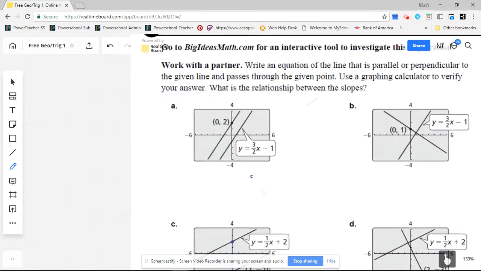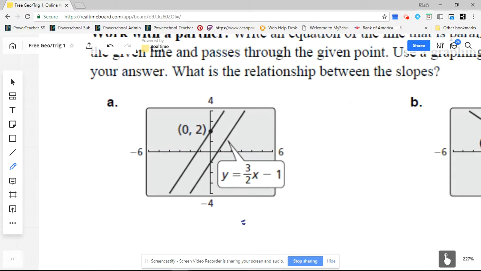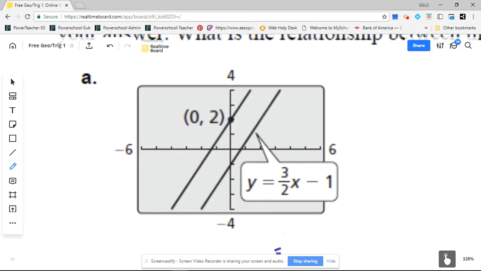So let's look at these really quickly. They're going to ask us to write an equation of the other line. They gave us the equation of one of the lines. They want us to get the equation of the other line. And in letter A, they're saying they're parallel. So let's make the little arrowheads to show that these are parallel.